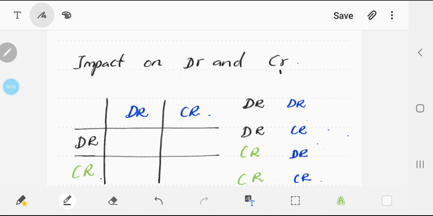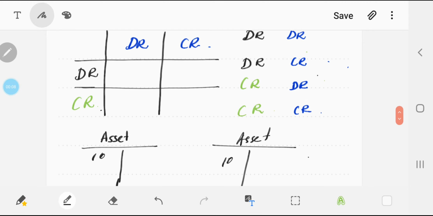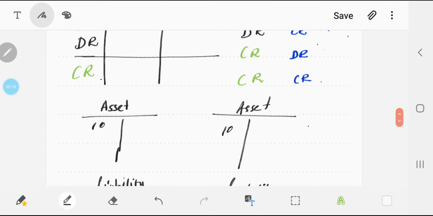Impact on debit and credit. Now let's look at a few examples before completing this task.